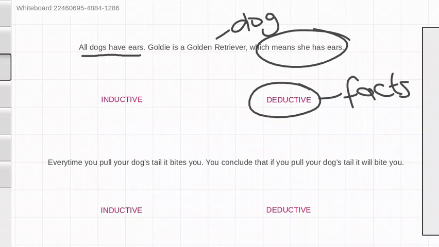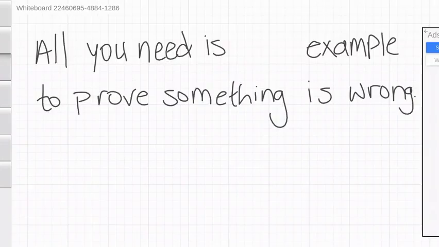Alright, the next one says, every time you pull your dog's tail, it bites you. You conclude that if you pull your dog's tail, it will bite you. Well, we know that every time we pull our dog's tail, it bites us. But that's not a given fact, it's what we observe, it's what we see. And since inductive reasoning is observing and seeing, it would be inductive reasoning.